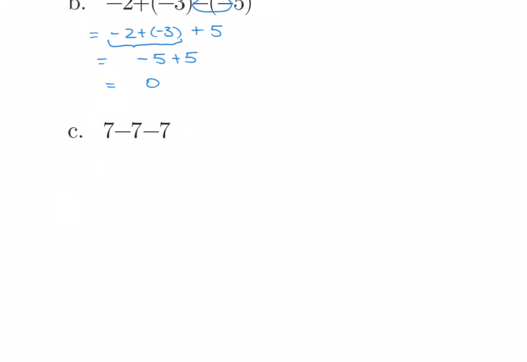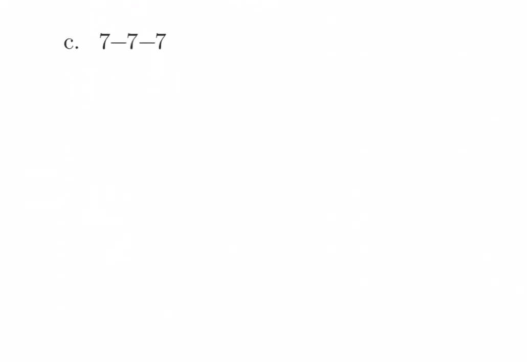Okay, so let's look at example C. If we go from left to right, we get 7 minus 7 is 0. 0 minus 7 is negative 7.